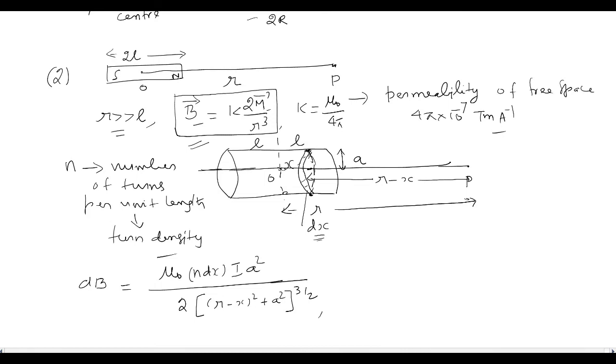Here the assumption is that R is very much greater than L, also R is very much greater than A. This is the assumption.